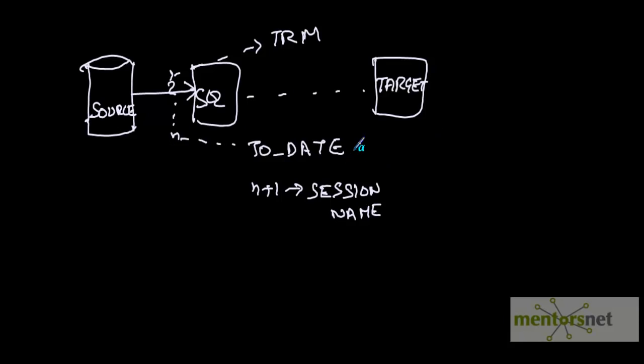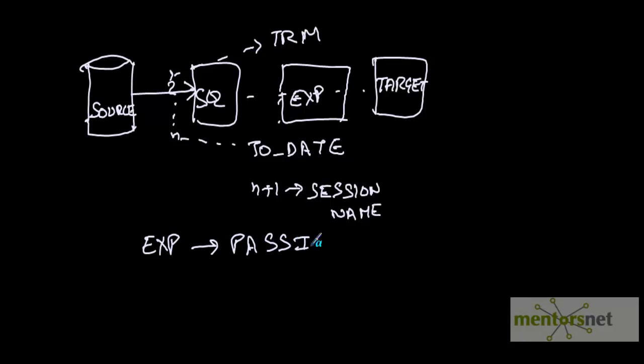So all this can be done using an expression transformation. Informatica provides you an expression transformation to do this kind of job. Expression is basically a passive transformation. It will not change the number of records going through it, but it can enrich the data flowing through it. It can cleanse, it can standardize, it can do a variety of things on the data flowing through it. So let's see an example of expression transformation.